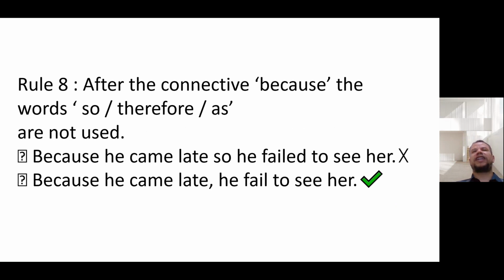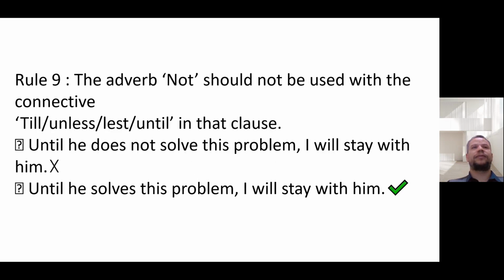Rule number 8, after the connective, the conjunction because, the word so or therefore is not used. You will not say, for example, because he came late, so. Wrong. Because he came late, it's just a comma, he failed to see her, not so, because so is different from because. So how can you put them together, or as? No. After the because clause, you have a comma. So because he came late, he failed to see her.